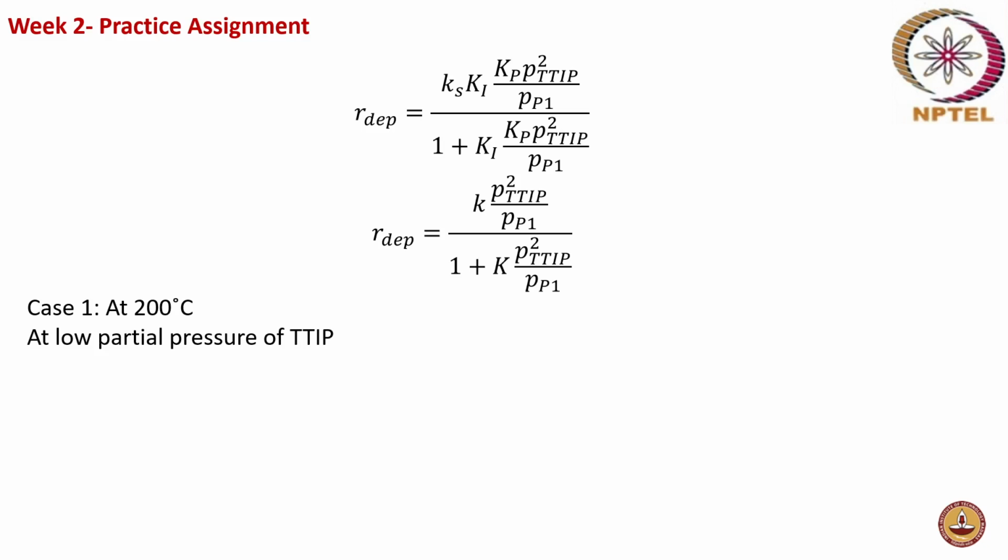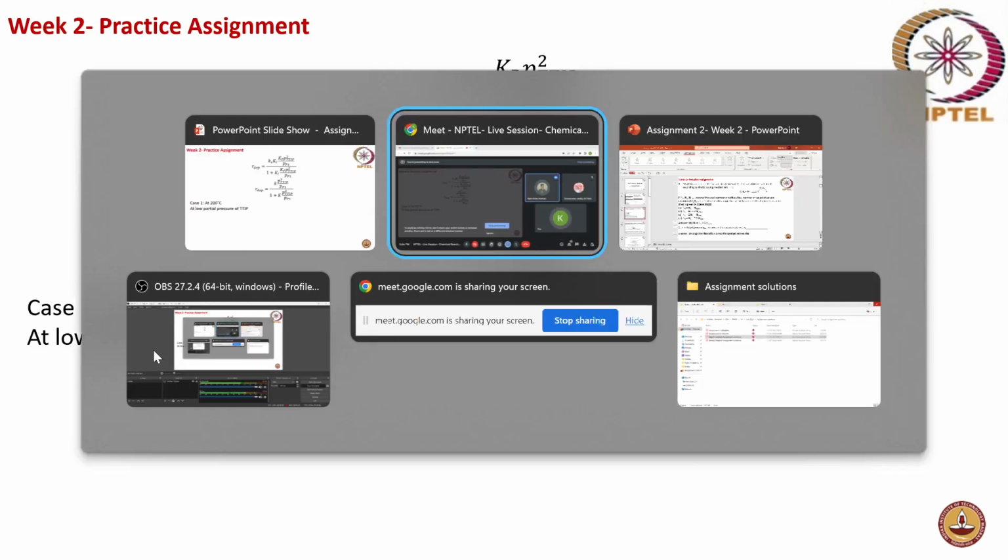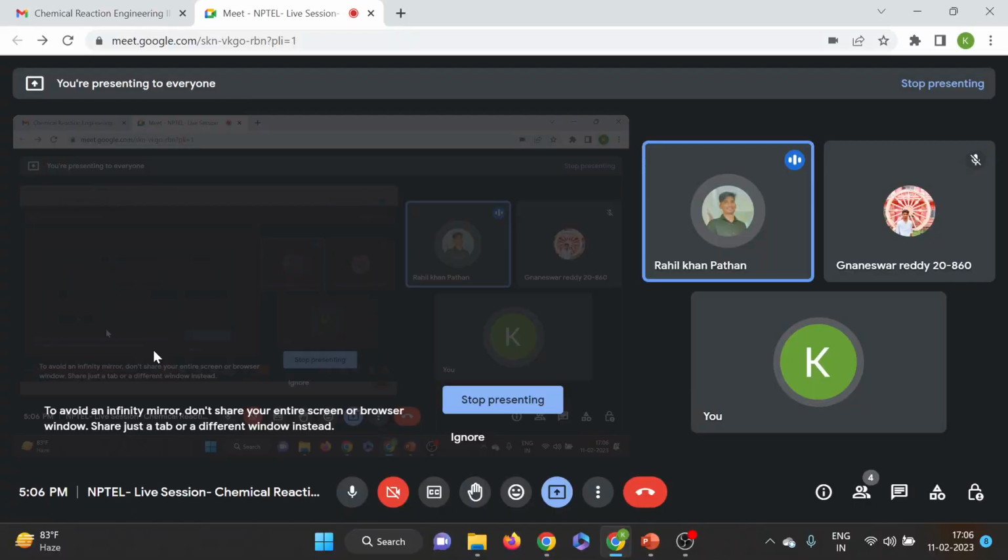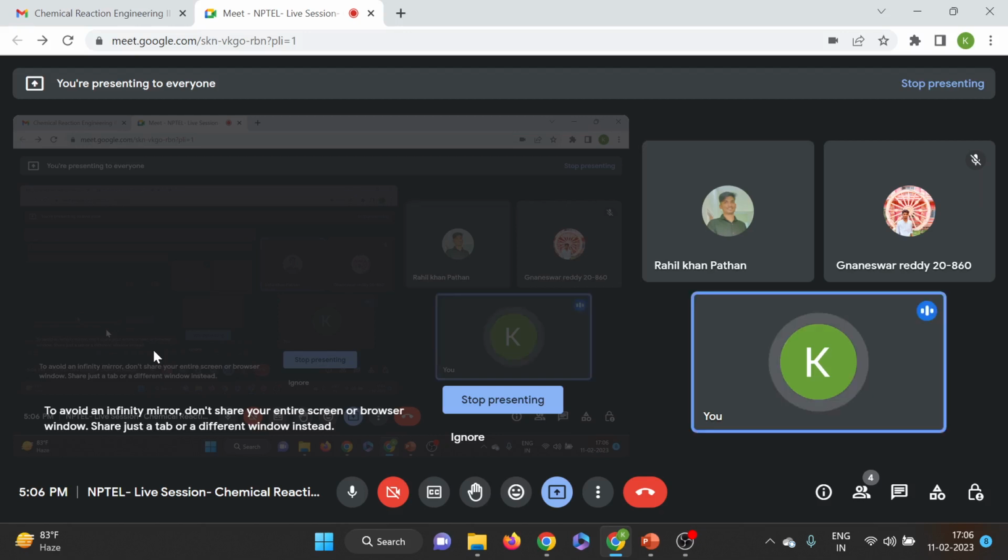I think there is a disturbance in your voice. The denominator will become 1 plus 0, ma'am. Rahil, your voice is intermittent. Can you type in what you want to say, or try saying it again?